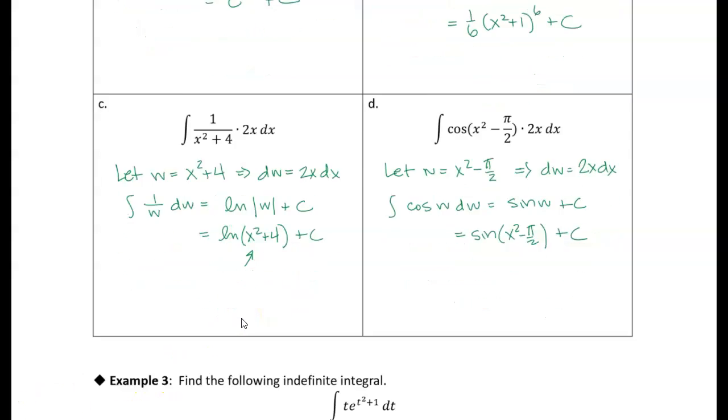All right, so let's keep going to the next problem. This one's slightly different, not too much though, I'll tell you that. Again, we're going to try to identify the inside function. Usually you're looking for an inside function where the derivative of the inside function is also identifiable in your integral here.